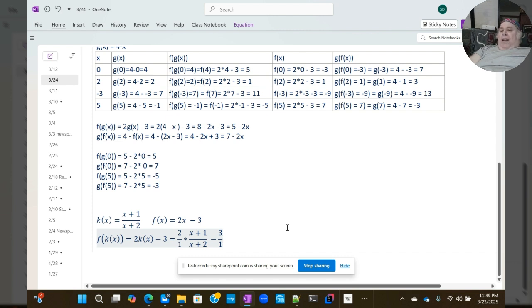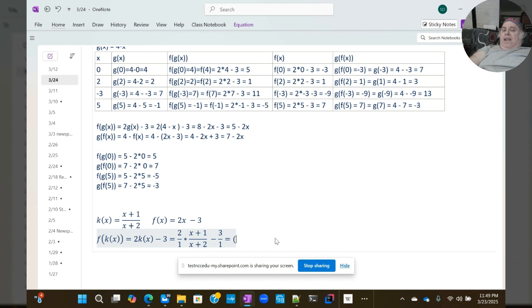When we multiply two fractions, we multiply the tops and the bottoms. So that's going to equal 2 times x plus 1, or 2x plus 2, divided by 1 times x plus 2, which is easy, right? Everyone knows how to multiply by 1, and we're subtracting from that 3 over 1.